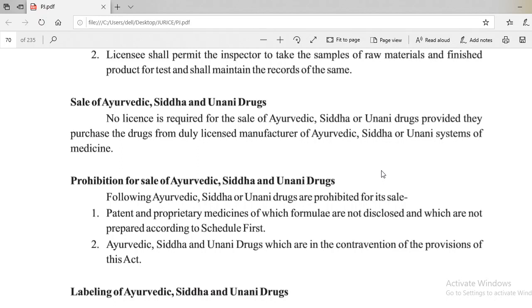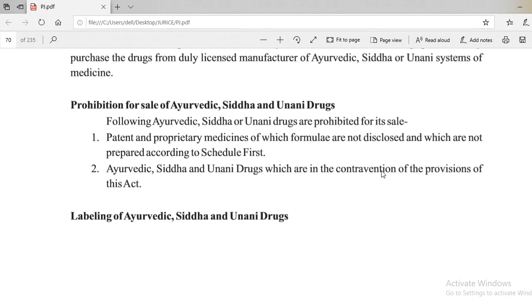Then prohibition for sale of Ayurveda. Following Ayurvedic products are prohibited: patent and proprietary medicines of which the formula is not disclosed, and which are not prepared according to the first schedule. So those whose formula is not known, those preparations are prohibited. You cannot sell anything whose formula is not known under the name of Ayurveda. Okay, then Ayurvedic products which are in contravention of the provisions of this act.